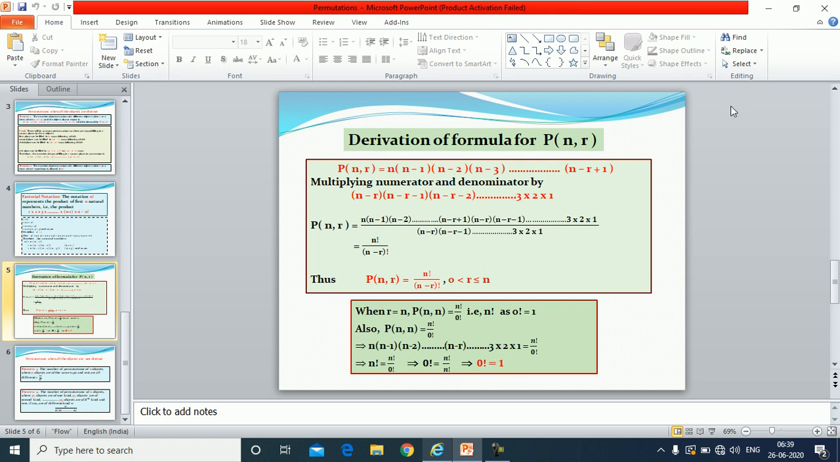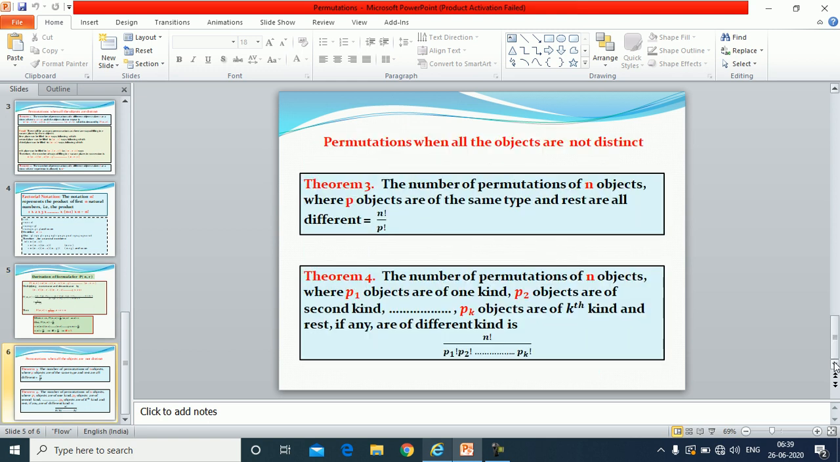So this was about arranging n objects taken r at a time where all the n objects were different and we didn't even allow the repetition. But it is not necessary every time all the objects will be distinct. Okay, so we will explore another condition, how to arrange all the objects which are not distinct. Okay, so we will see the nature of the objects then.